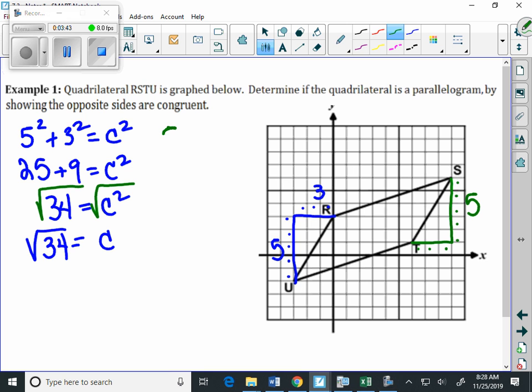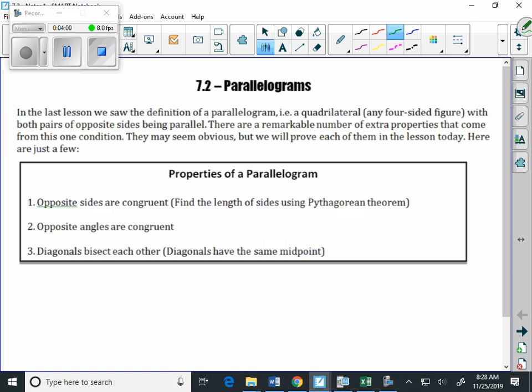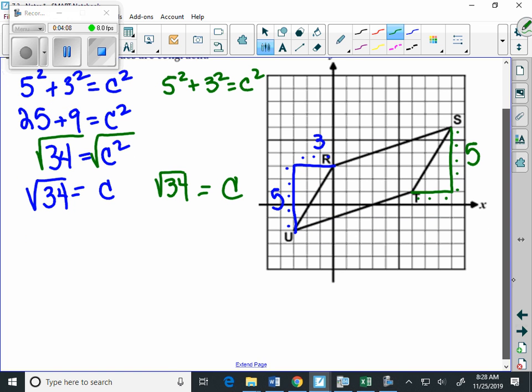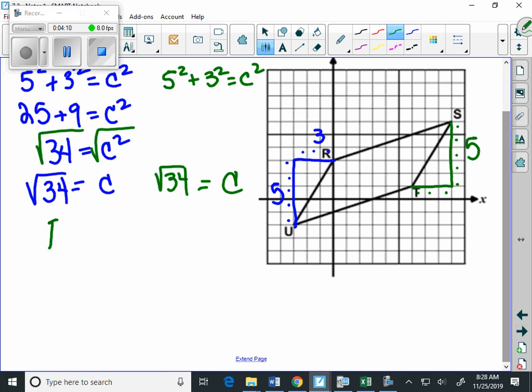We've got 5 squared plus 3 squared equals c squared. We've got all that work right beside it. So we end up with c equals the square root of 34. And so far, so good. Because once again, what we're doing is we're looking at opposite sides being congruent. So let's write it down: RU is congruent to ST, or TS.